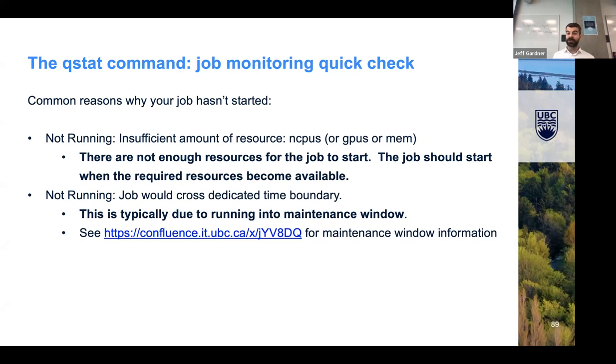There are some common reasons why your job hasn't started. So if you're panicking, it's been 5 minutes, it's been 4 hours. As I touched on, it may be an insufficient amount of resources. So the job should start when the required resources become available. So please be patient. It should run. Bigger requests mean your job might take longer to run. Another one people may often see that they may not be aware of is job would cross dedicated time boundary. What does this mean? What this means is that once a month, we have a maintenance window for Sockeye. It's always scheduled to be the third Tuesday of the month.